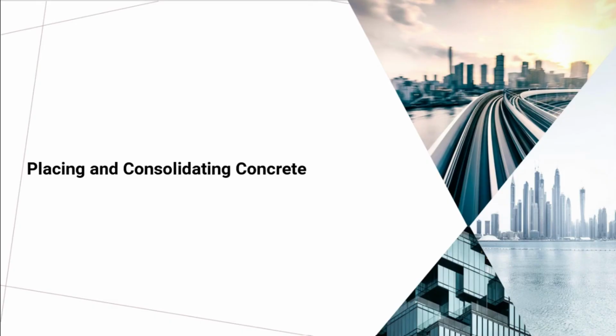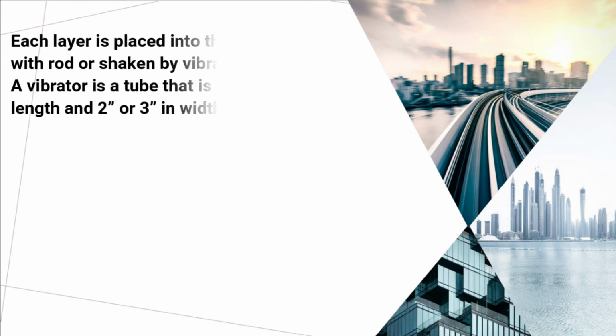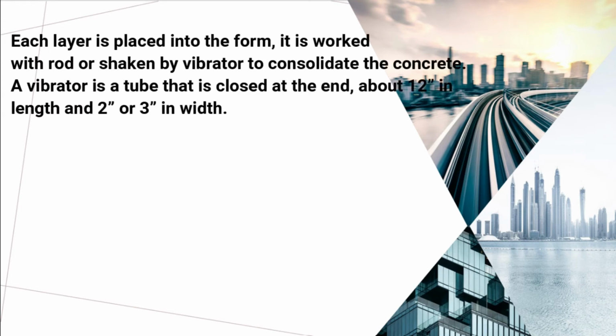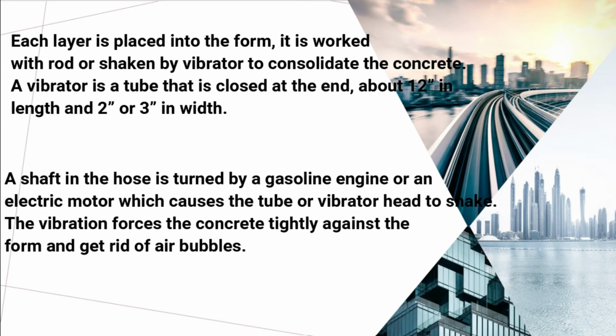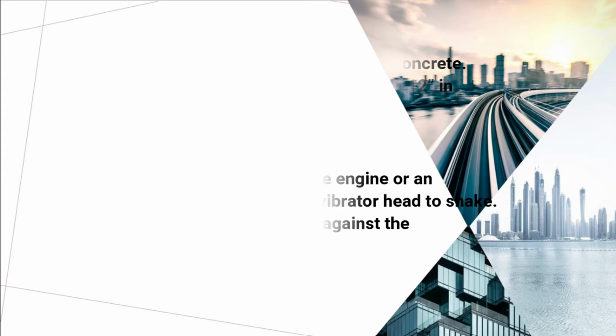Placing and consolidating concrete. In locations where the concrete is to be thick, it is placed in layers about 12 inches deep. After each layer is placed into the form, it is worked with a rod or shaken by a vibrator to consolidate the concrete. A vibrator is a tube that is closed at the end, about 12 inches in length and 2 or 3 inches in width. A long hose containing a flexible shaft is fastened to the open end and put into the wet concrete. A shaft in the hose is turned by a gasoline engine or an electric motor, which causes the tube or vibrator head to shake. The vibration forces the concrete tightly against the form and gets rid of air bubbles.